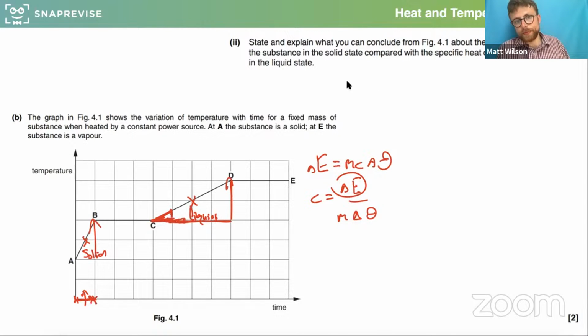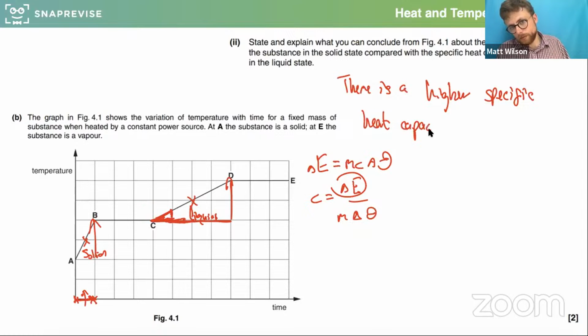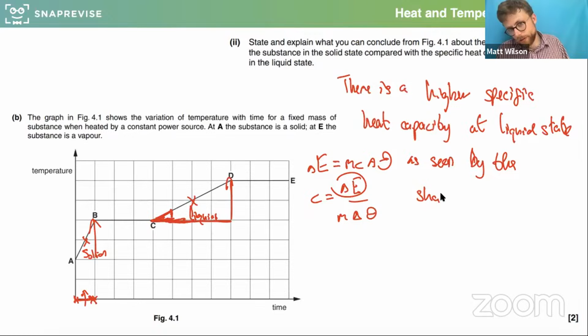So there is a higher specific heat capacity at liquid state, as seen by the shallower gradient.